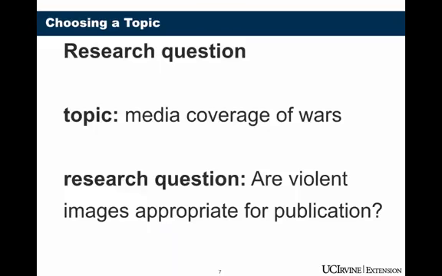Let's look at a different topic. Let's say your teacher gave you the topic of media coverage of wars. Maybe this is for a media studies class, or maybe it's for a sociology class. Regardless, it's a very broad topic, and you probably don't even know what that means right away. The first step would be to come up with a research question. This question would be something that interests you about the topic. Here's just an example. Are violent images appropriate for publication, like publication in a newspaper or on TV?